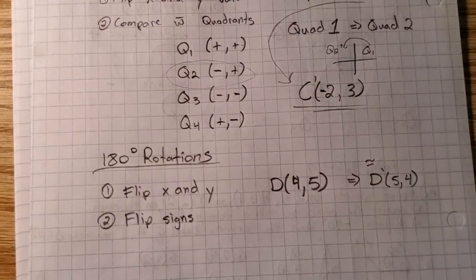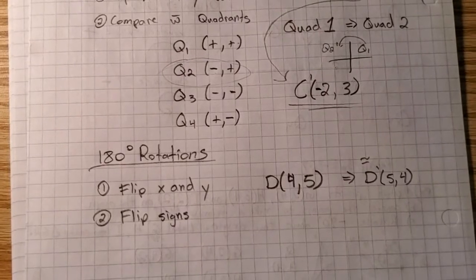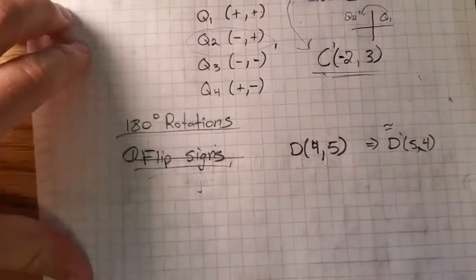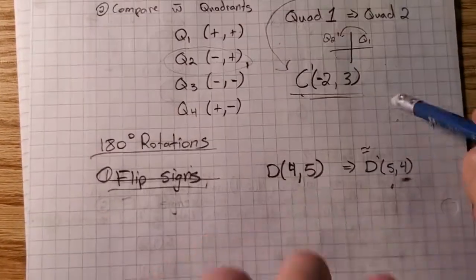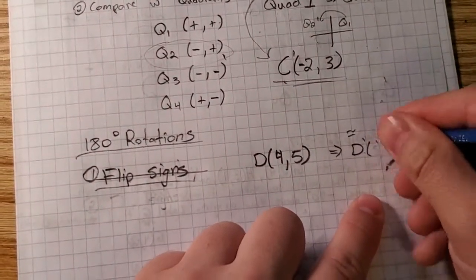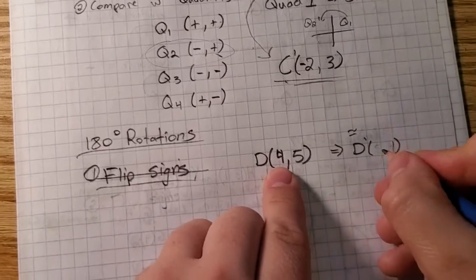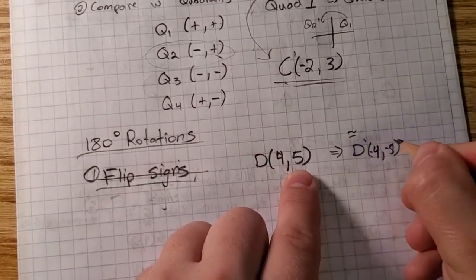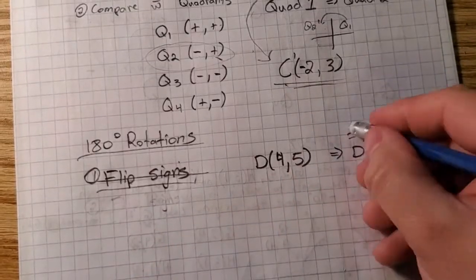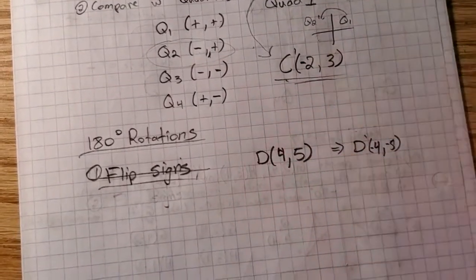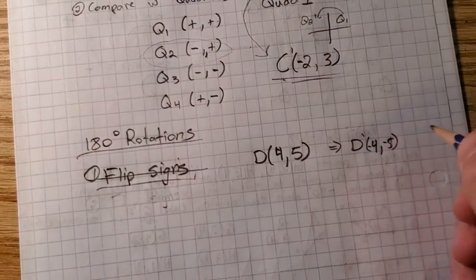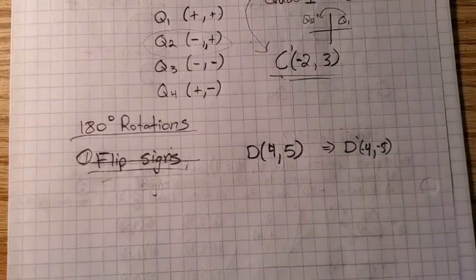Anyone notice a mistake I made? I got ahead of myself. Yeah, we do not flip X and Y. We simply flip the signs. That's all we do. If it's positive, it becomes negative. If it's negative, it becomes positive. We just flip the signs. So D prime, for a 180-degree rotation would be just flipping the signs. Sorry for the mistake there.